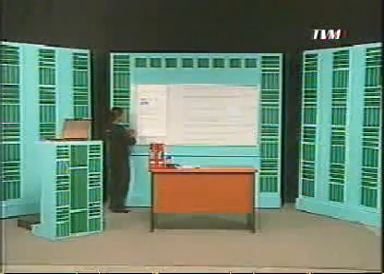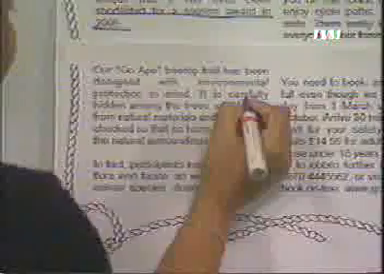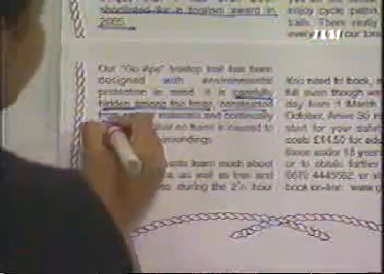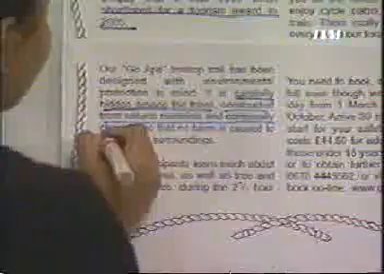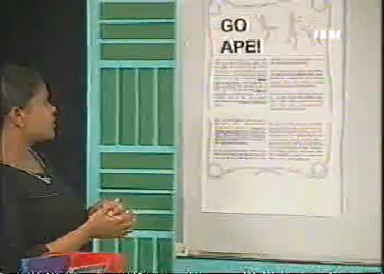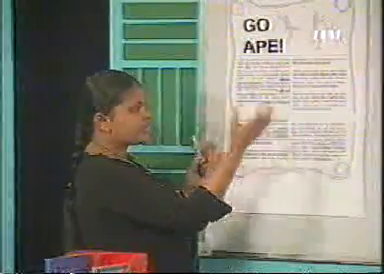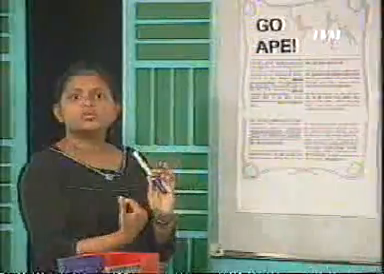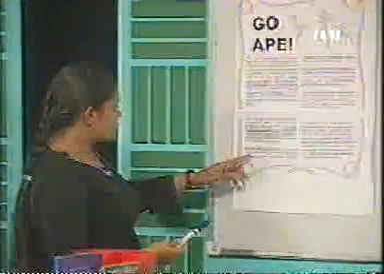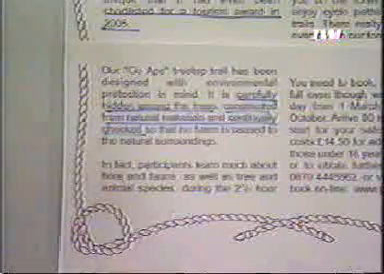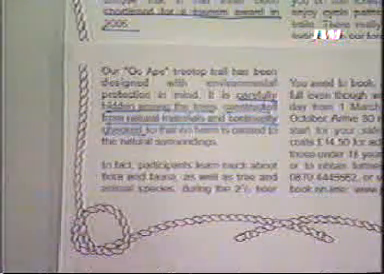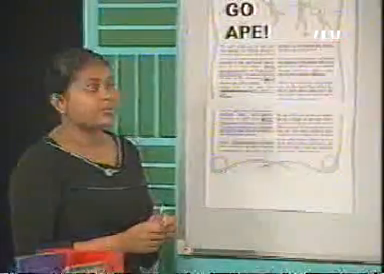So, let us read through. It is carefully hidden among the trees, constructed from natural materials and continually checked so that no harm is caused to the natural surrounding. These are the three things. Now, when we are answering, we are going to look what two things they have already mentioned and what do they expect us to write. Next one. In fact, participants learn much about flora and fauna as well as trees and animal species during the 2.5 hour duration of our challenging course. We don't even stop for rain.